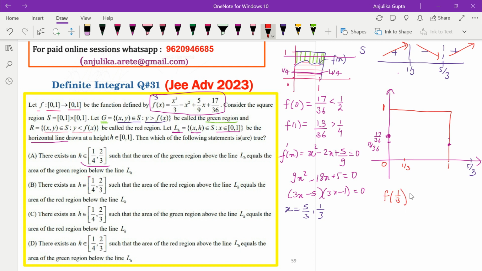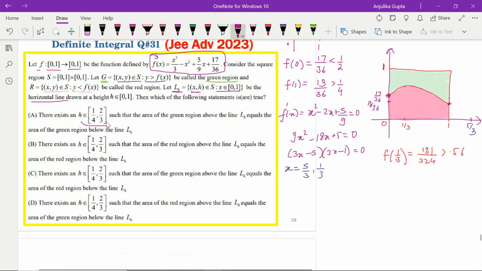So at 1/3 the function has its maximum value, and you can quickly also find f of 1/3, which I have already done, and you end up getting 181 upon 324. That is slightly more than half, slightly more than 0.5, around 0.56. So somewhere here maybe. So your function is looking something like this now. Now also quickly draw what your green region is. So this is your green region, and let's draw the red region as well.